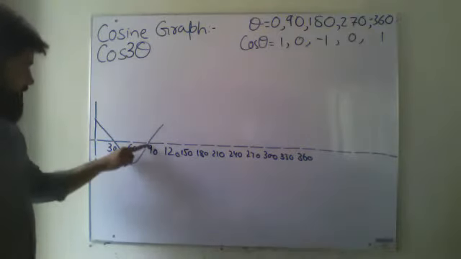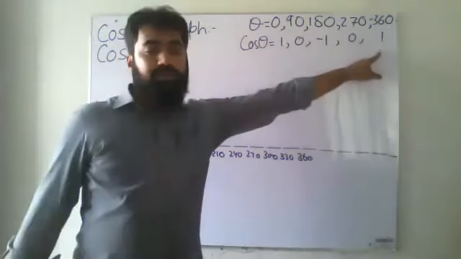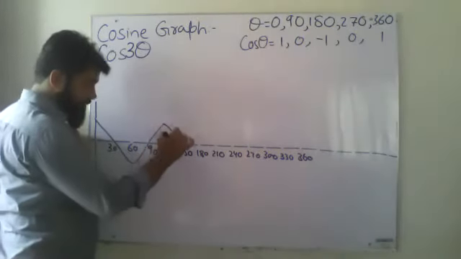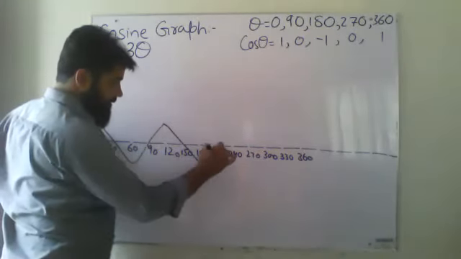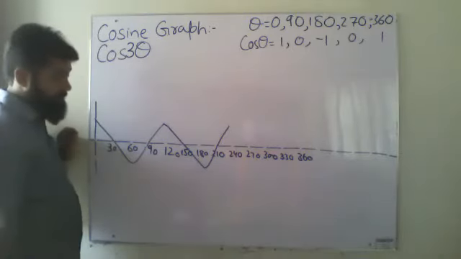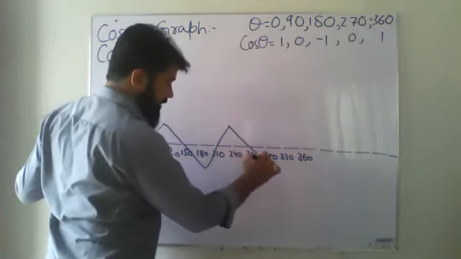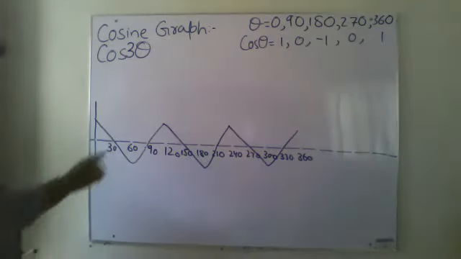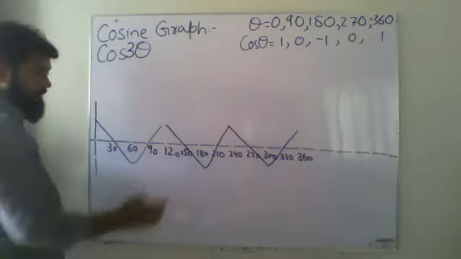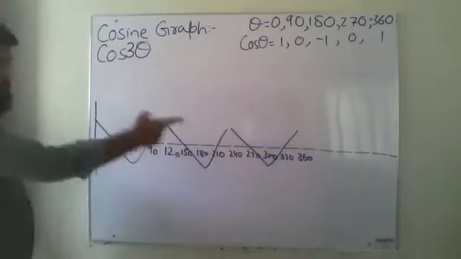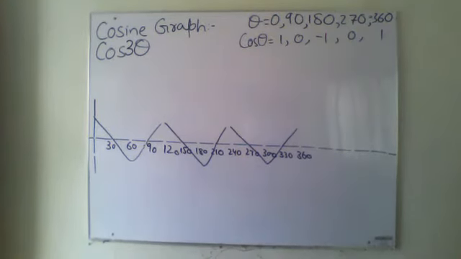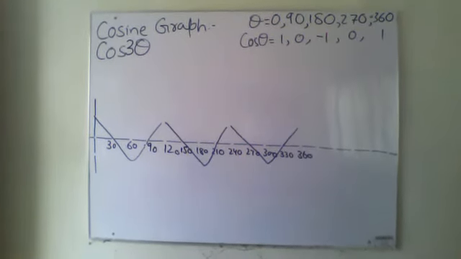1, 0, minus 1, 0, 1. I'm standing at 1 now. So next will be 1, 0, minus 1, 0, 1. Again 1, 0, minus 1, 0, 1. See, first cycle is ending over here, second cycle is ending over here, and that is my third cycle. Okay, so this is how we are going to do the changes. We are going to do the needful to find 3 cycle values.